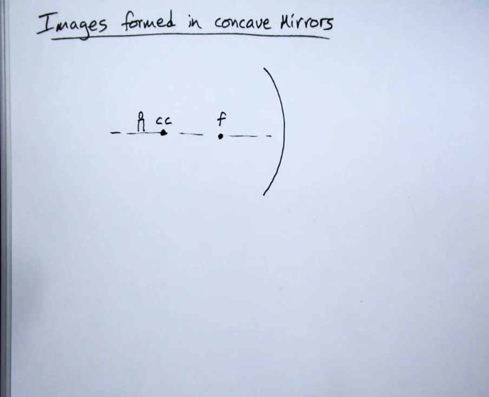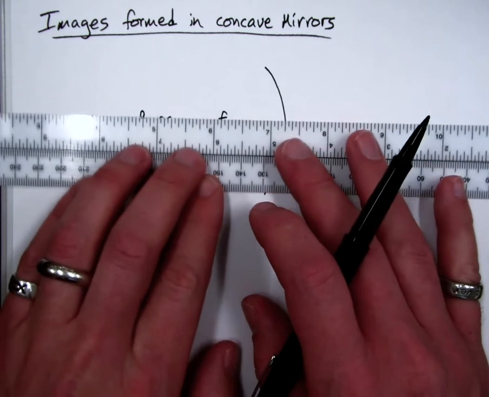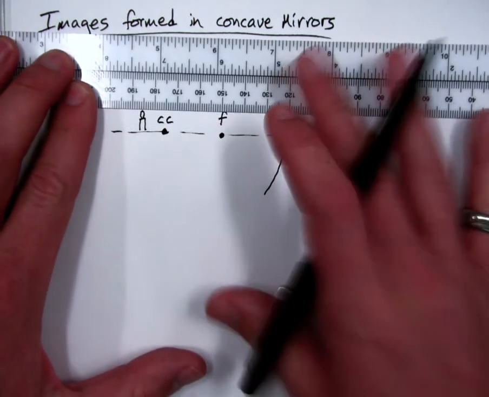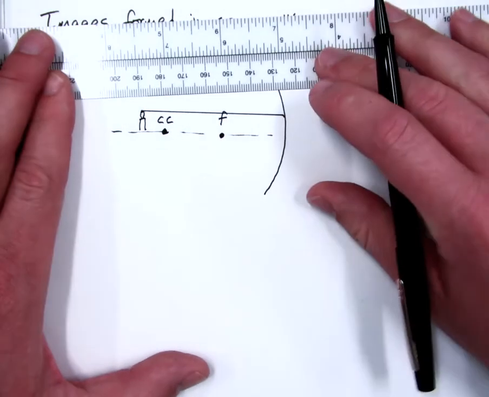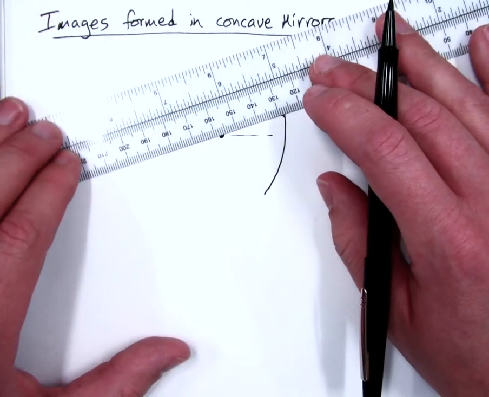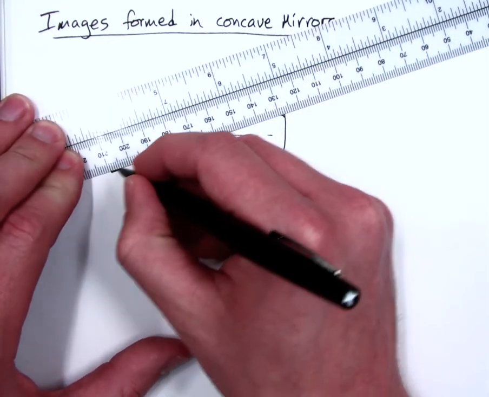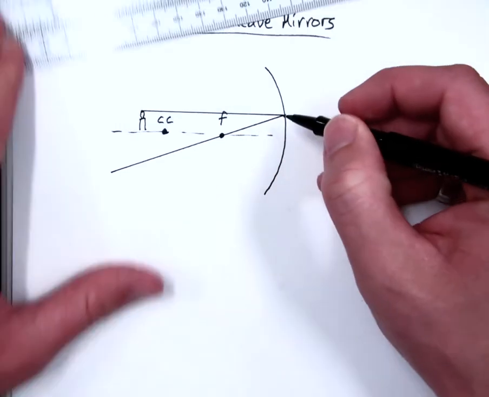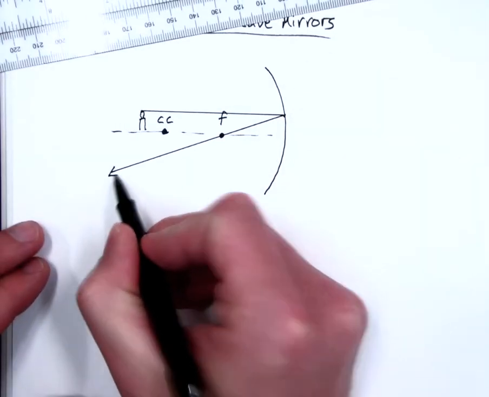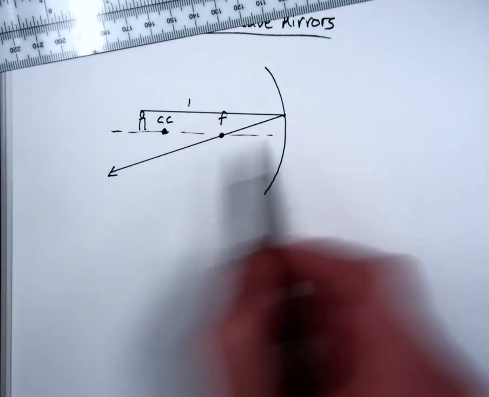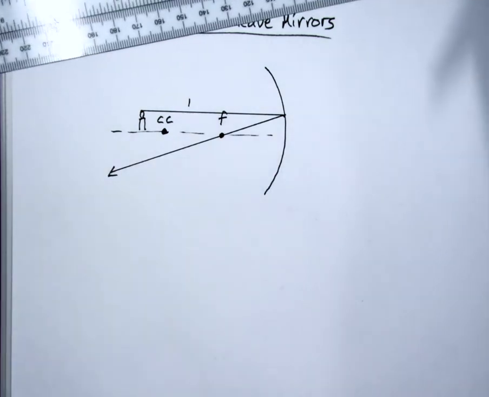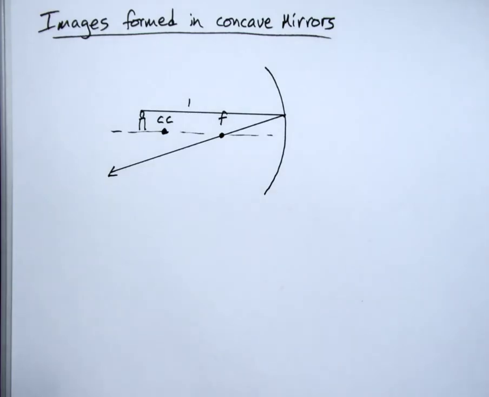So we're going to draw some lines in here. I'm going to use a ruler. And the first line I'm going to draw is going to be parallel to the principal axis. It will bounce and hit the mirror and come back through the focal point. I'm going to call that ray 1. It's part of the definition of a focal point. Any ray parallel to the principal axis will bounce back through the focal point.